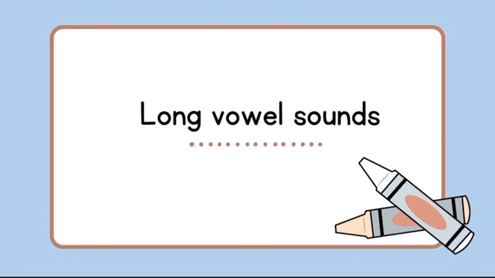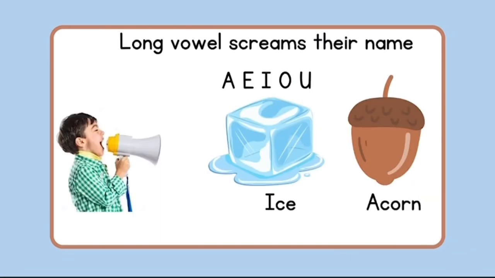Next, I'm going to move on to long vowel sounds. I'm going to explain to the students that long vowels say their own name, like A, E, I, O, and U. And I'm going to show them some examples like eyes, long I, and acorn, like A.